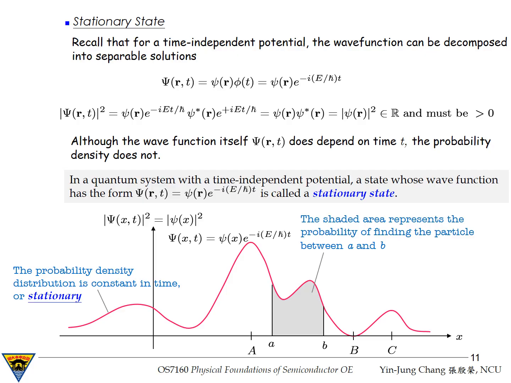We see that for a stationary state, although the wave function itself does depend on time through the phase factor e to the minus iEt divided by the reduced Planck constant, the measurable probability density doesn't. That's why the state is called stationary. This reinforces the idea that psi itself, which is called probability amplitude, is not the directly physical quantity, but its squared magnitude is.